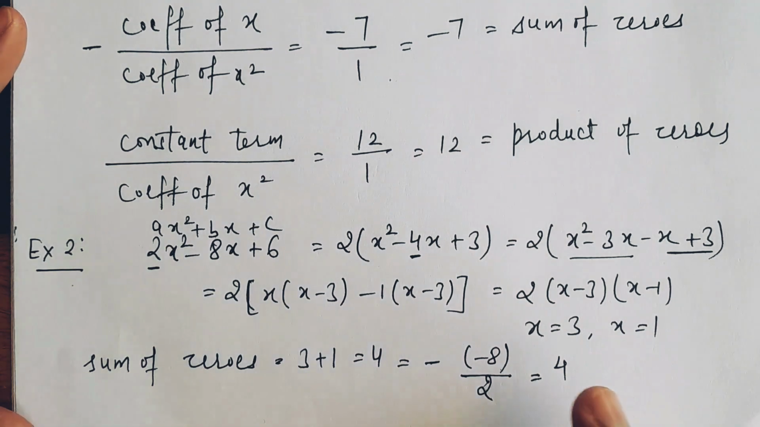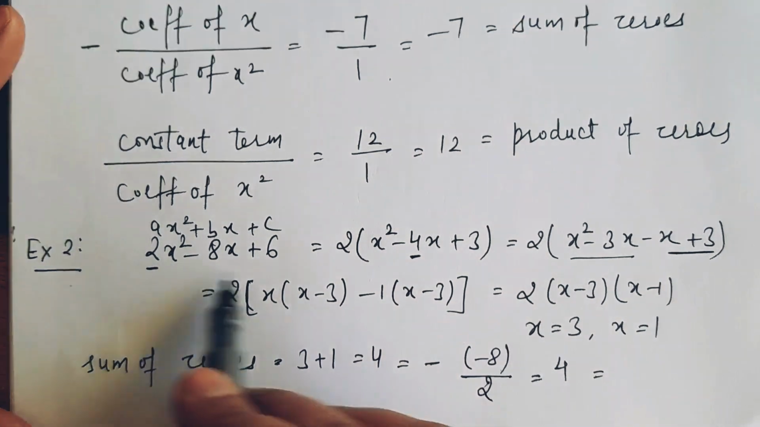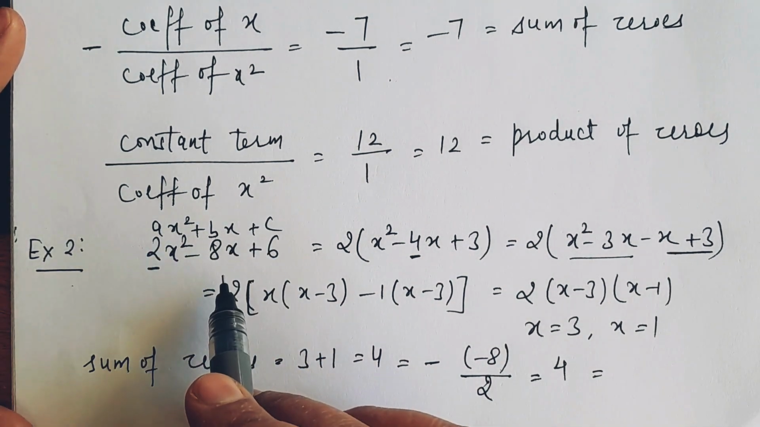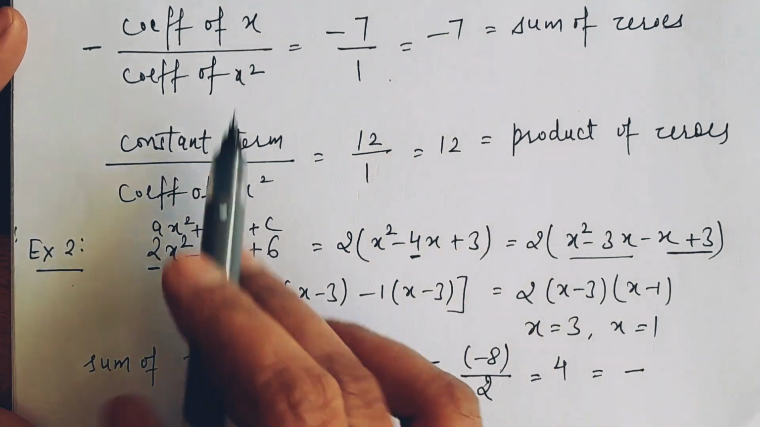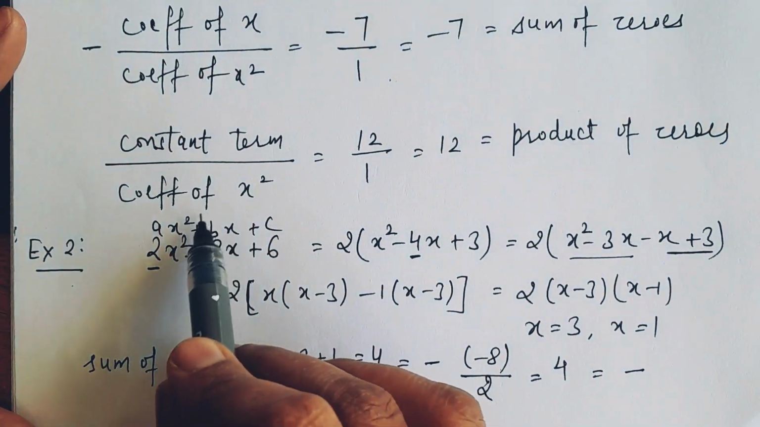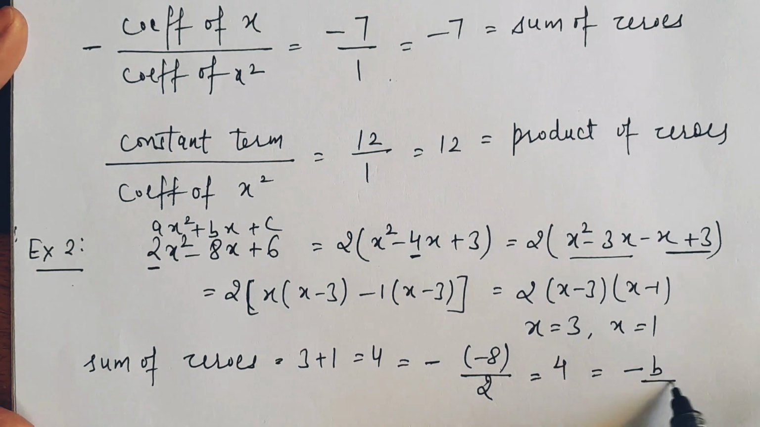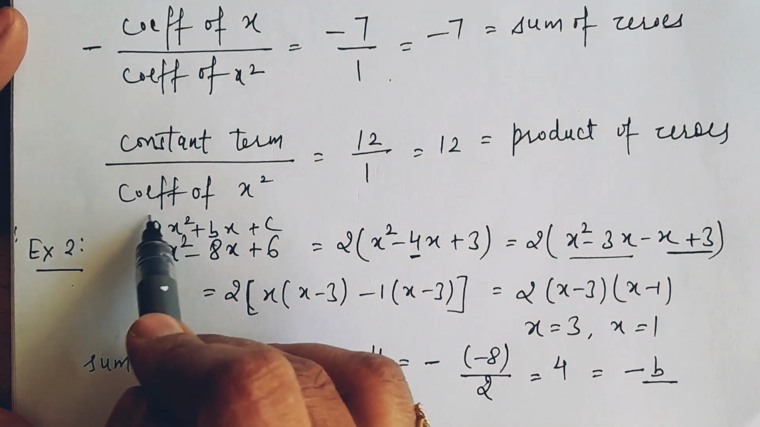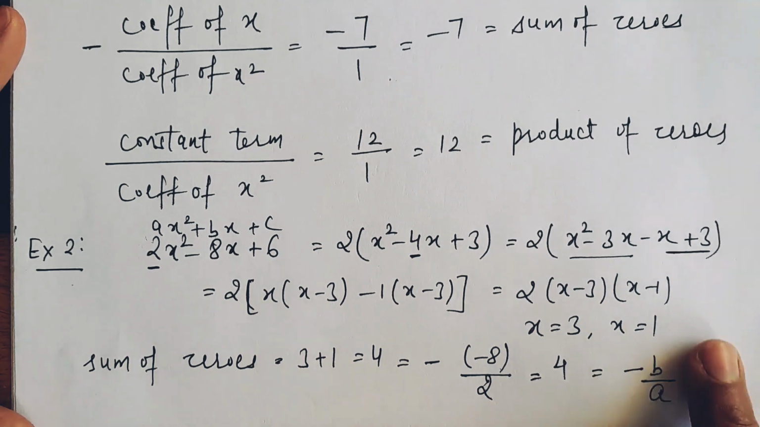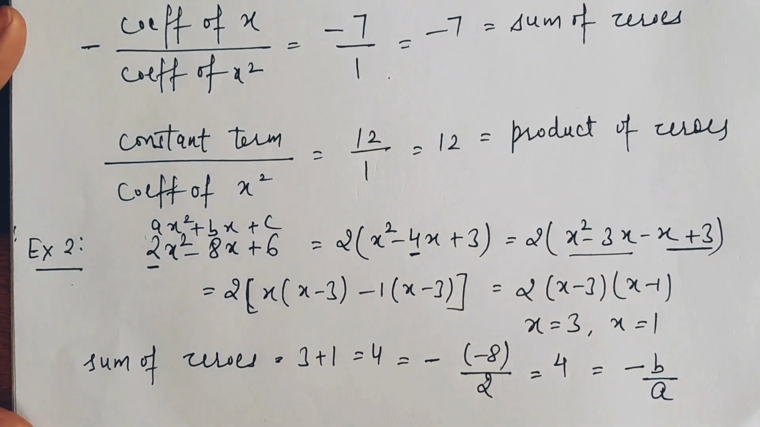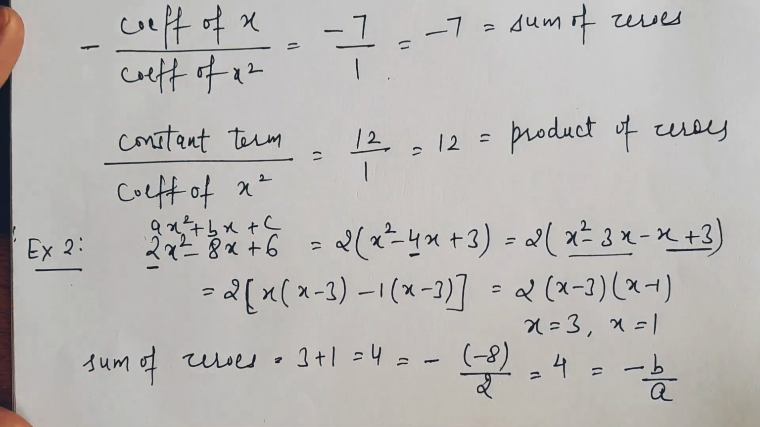That means if you write down this result, what will be the sum of zeros? Minus coefficient of x. The coefficient of x is b, and the coefficient of x square is a. So that means the sum of the zeros is equal to minus b by a. You can use this as a rule or formula also.